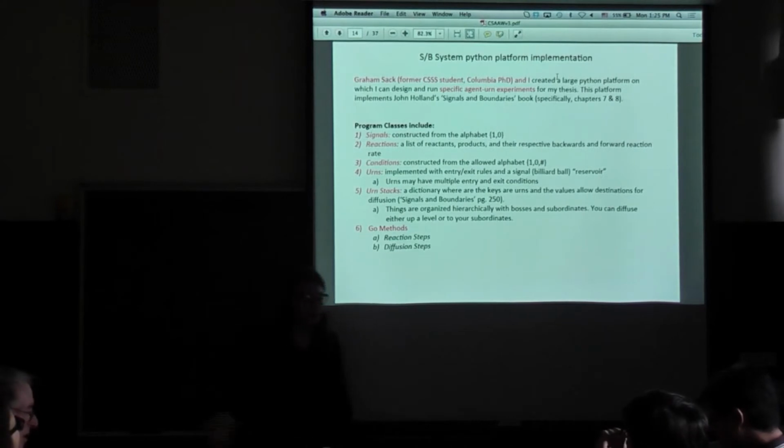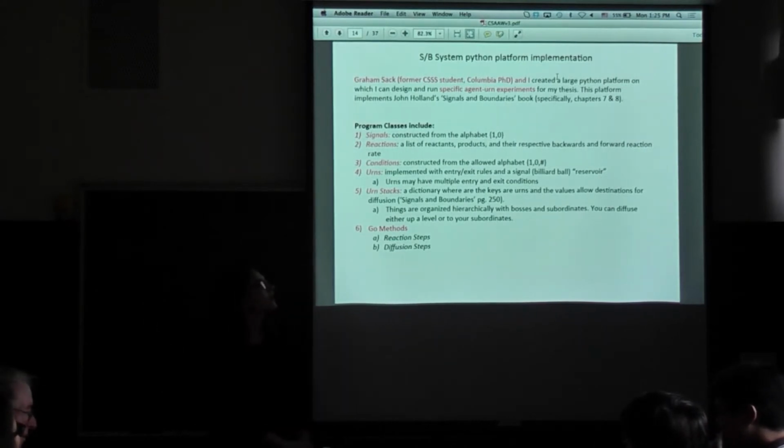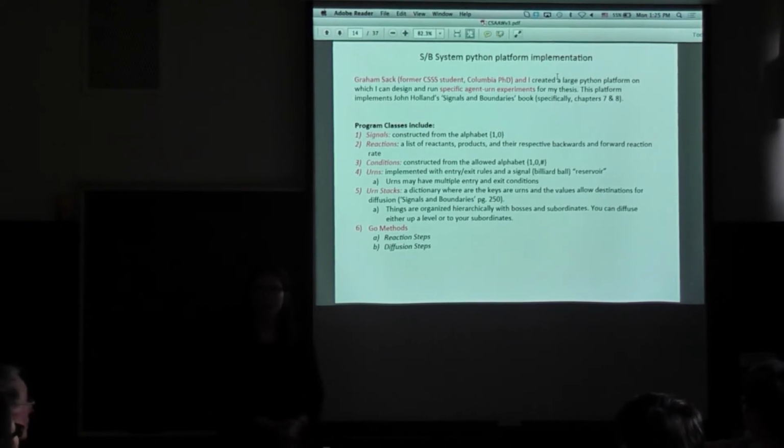Okay, so Graham and I built a Python platform which implements most of the Symbols and Boundaries book. He's here today, and at some point we'd like to make this available for everyone to use if they wanted to do experiments on it as well.